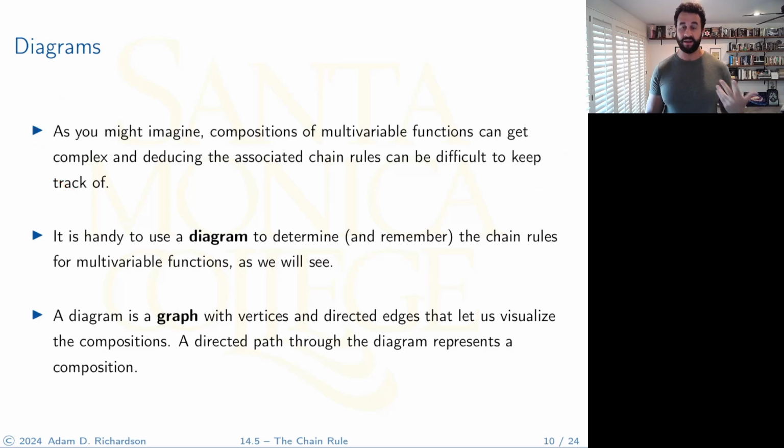As you might imagine, compositions of multivariable functions can get complex very quickly, and deducing the associated chain rules can be difficult to keep track of. I mean, this is just two steps, right? What if we had 4, 5, 6, 7, n many steps? What's the chain rule for that? So it's handy to use what we call a diagram to determine and remember the chain rules for multivariable functions, as you're going to see in a minute. So what is a diagram? A diagram is just a graph with vertices and directed edges that let us visualize the compositions or the dependence relationships. And then a directed path through the diagram represents a composition.